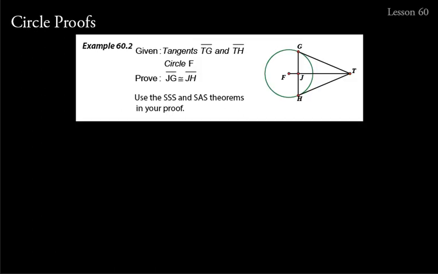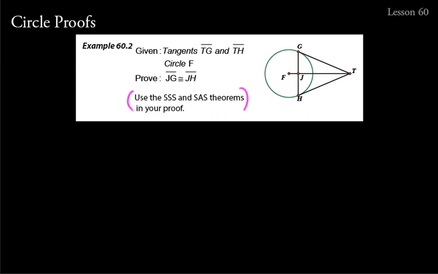Let's do one more proof. You've been given tangents TG and TH, and also circle F. Prove that JG is congruent to JH. Now, something to think about here: F, T, and GH look perpendicular, right? But we weren't given that they are. So we're not going to use the perpendicular bisector of a chord theorem, because we weren't given that those are perpendicular to show that JG and JH are congruent. It's better not to assume that it's true, and instead just solve the proof based off the given information and using the side-side-side and side-angle-side theorems.